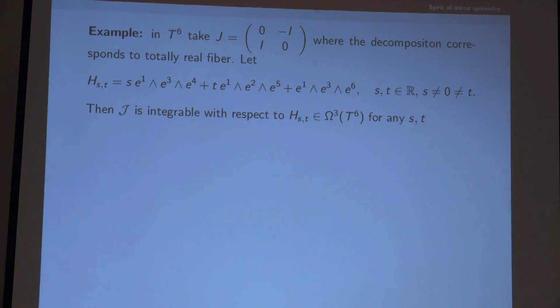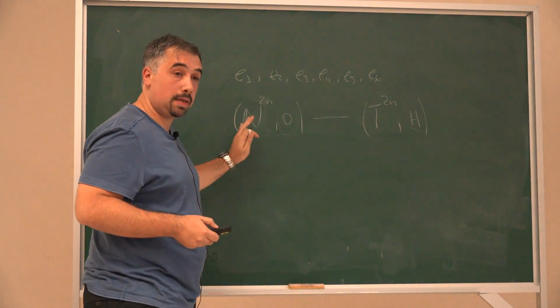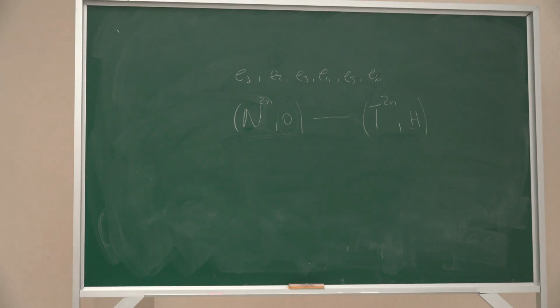Let me give an example. For instance, we can take the six-dimensional torus, and we consider this family of three-forms. In this case, for each s and t, we construct a new manifold that depends on s and t. And by construction, this new manifold admits a symplectic structure.